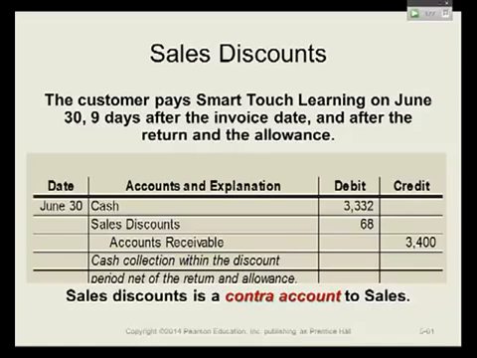Okay, so the term that we introduced earlier, net sales, is sales minus sales returns and allowances minus the sales discount.